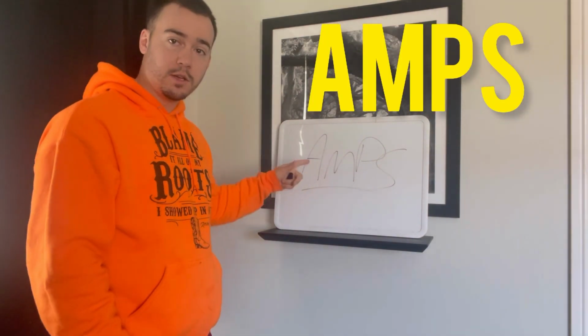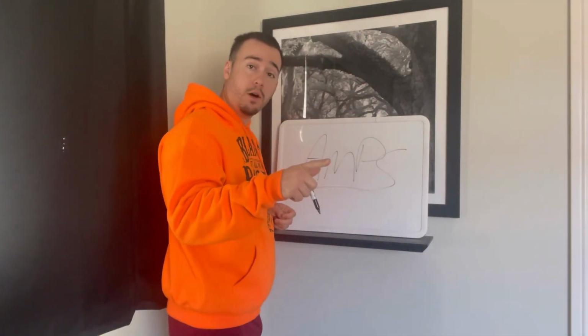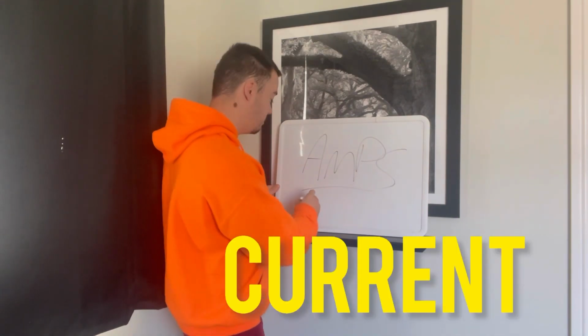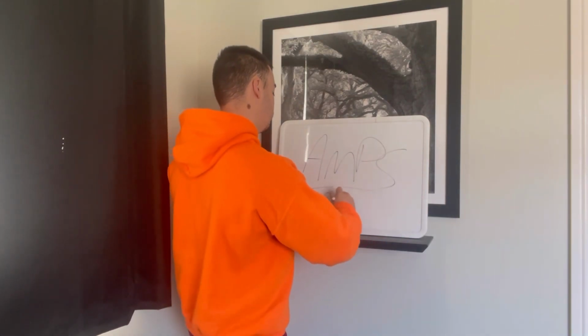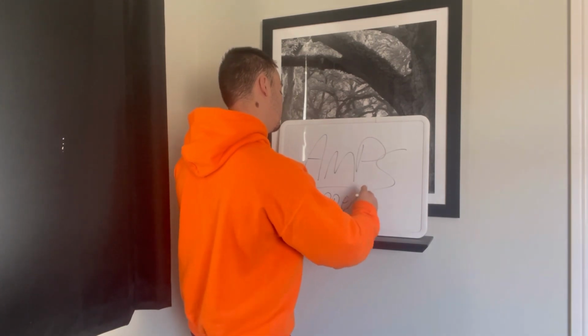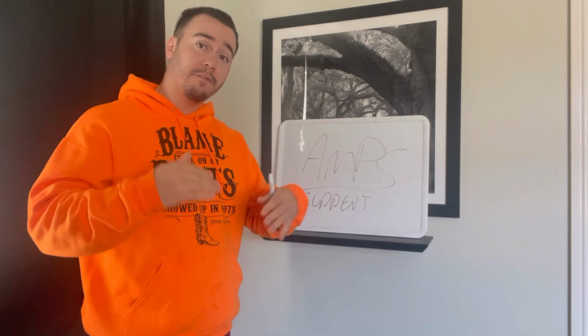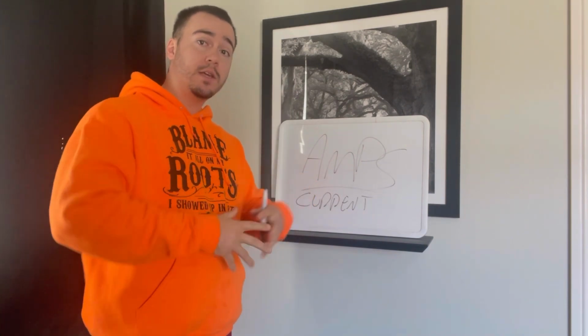Amps starts with an A. Also known as the C word, current. Amps, that's the measure of the flow of electricity through the wire.